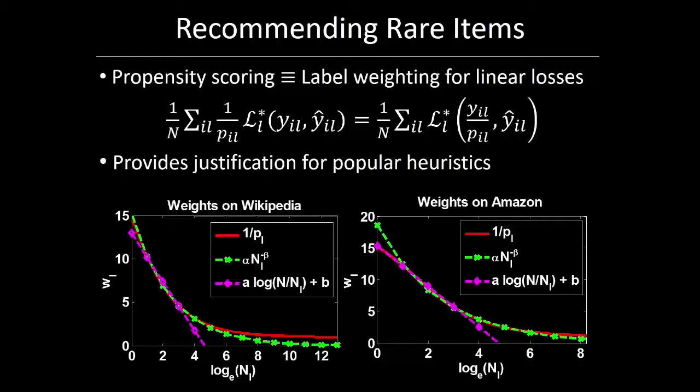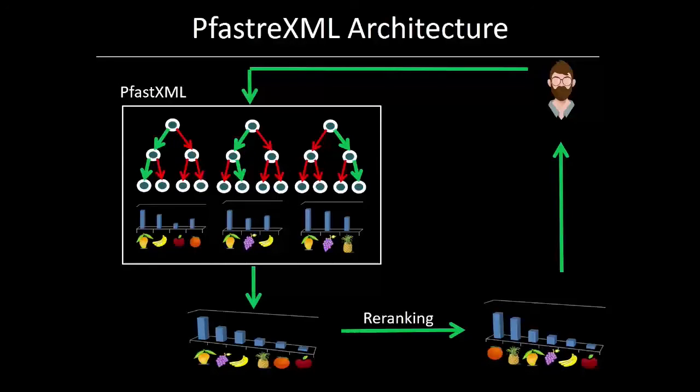Okay. So finally, on to algorithms, and I'll spend only a minute over here. Given our propensity scored losses, you could plug them into any algorithm that you like, right? PD sparse, DisMEC.